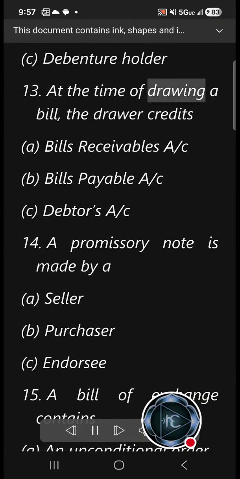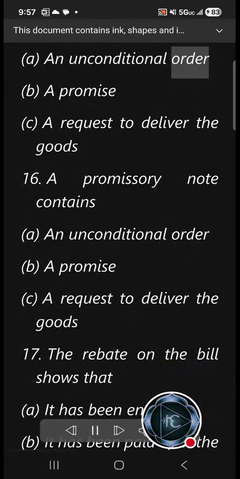A bill of exchange is drawn by a creditor, debtor, debenture holder. At the time of drawing a bill, the drawer credits bills receivables A/C, bills payable A/C, debtors A/C. A promissory note is made by a seller, purchaser, endorsee. A bill of exchange contains an unconditional order, a promise, a request to deliver the goods.